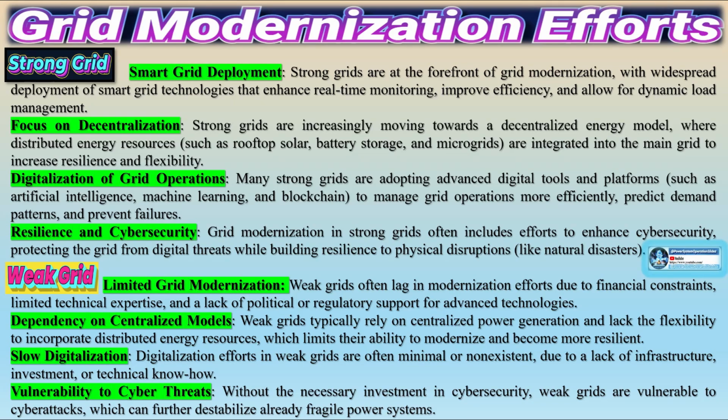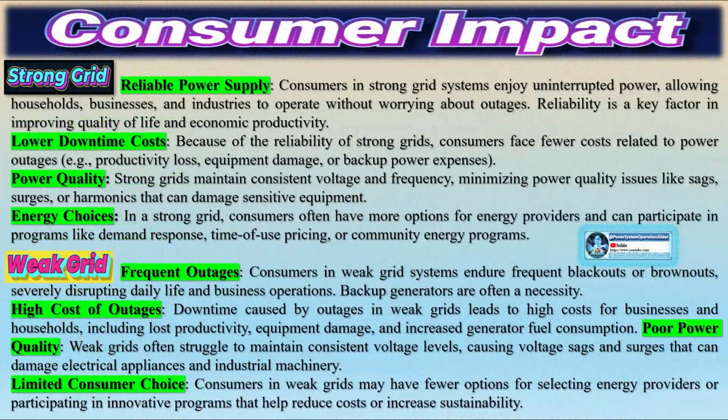Because of the reliability of strong grids, consumers face fewer costs related to power outages, e.g. productivity loss, equipment damage, or backup power expenses. Strong grids maintain consistent voltage and frequency, minimizing power quality issues like sags, surges, or harmonics that can damage sensitive equipment. In a strong grid, consumers often have more options for energy providers and can participate in programs like demand response, time of use pricing, or community energy programs.